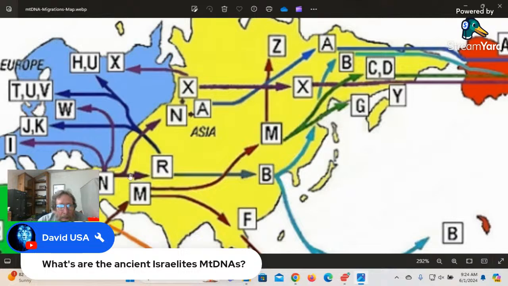Then you have the R. The R is separate. Remember the R was separate. Then you have the H and the U and the TUV and the J and K. And of course, this is mitochondrial lineage. So you have the N goes to R and the R goes to there. And this is the B separate. Remember the B crossed the Pacific Ocean to America? But it comes from the R lineage, according to this.